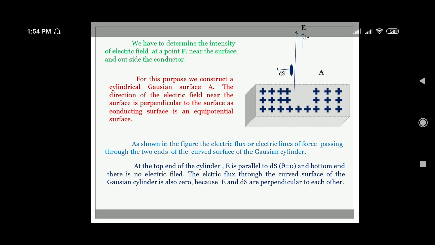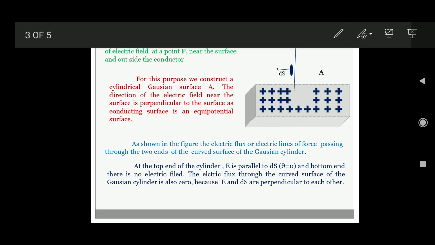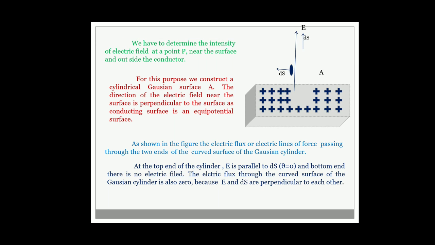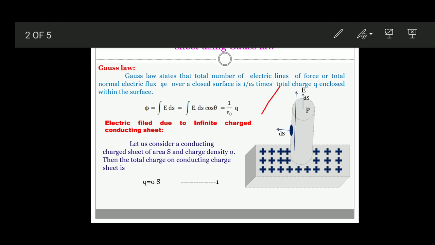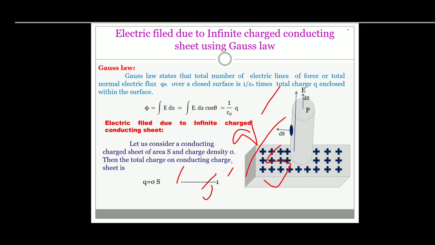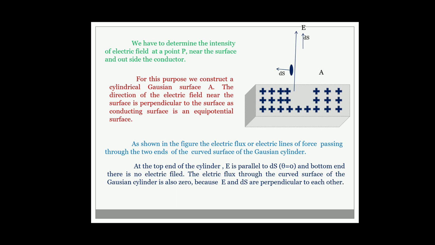So the surface charge density sigma is equal to q by s. That is, charge per unit surface area, so according to that q is equal to sigma into s. When we want to apply Gauss law, we require a closed surface. For this purpose, here we want to draw a Gaussian surface that is in cylindrical shape.